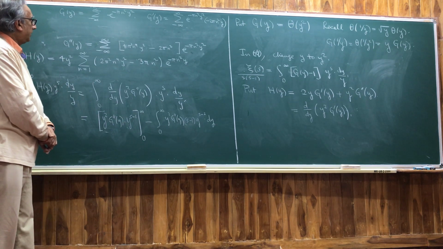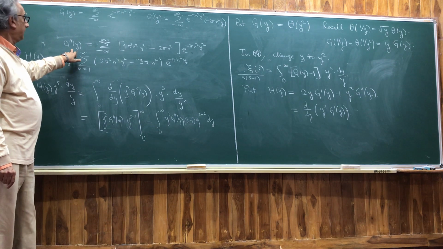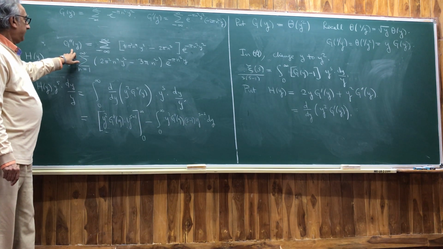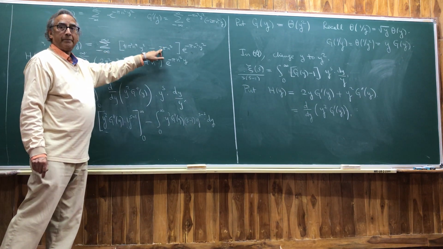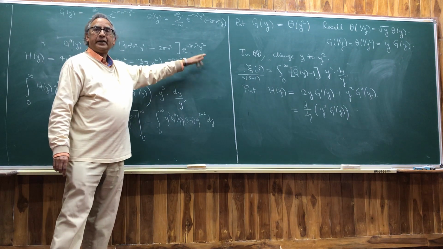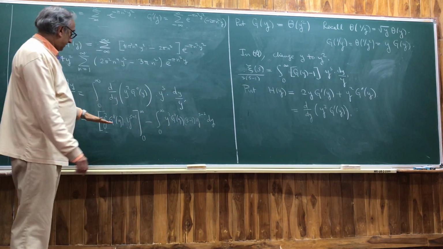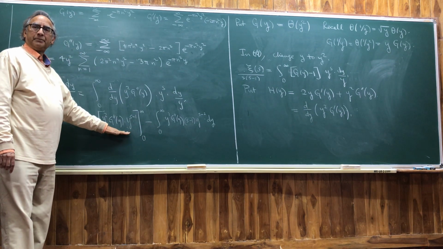And what's the point about this? Notice the g double prime of y at infinity is 0, because there is no n equals 0 term here. It's all exponential decay, and I'm going to plug in y equals infinity. It's all 0. So this is 0, and at y equals 0, it's 0. So it disappears.